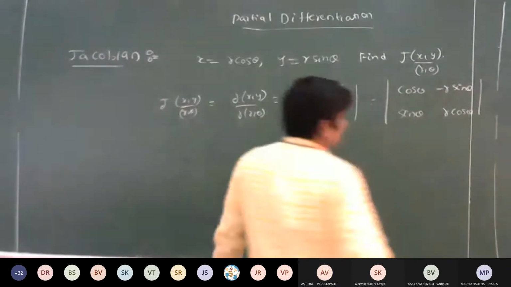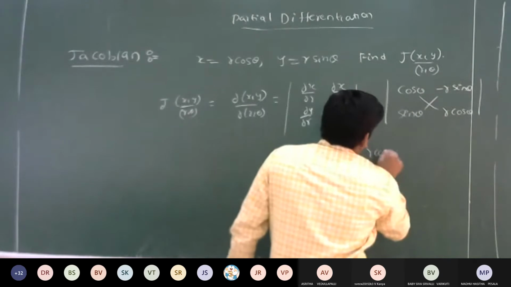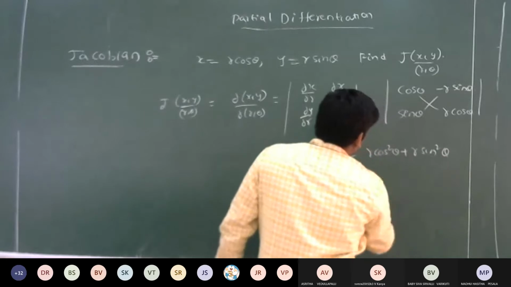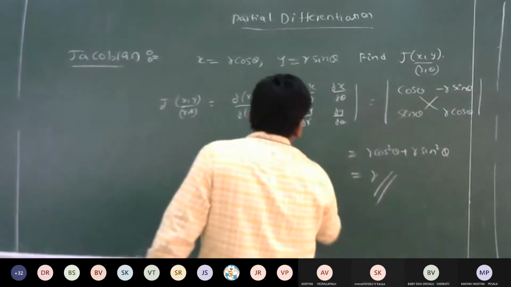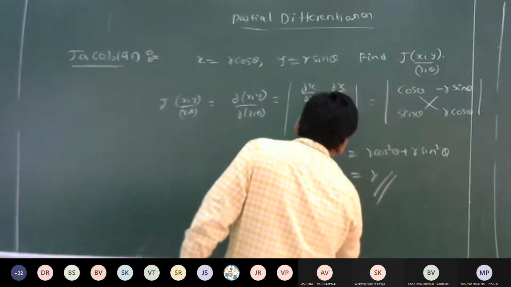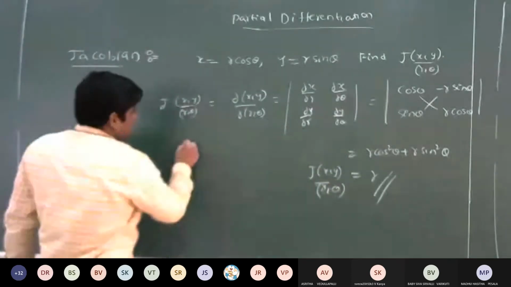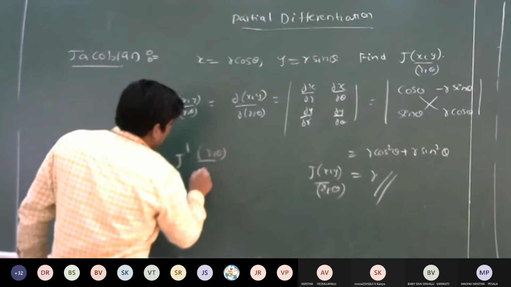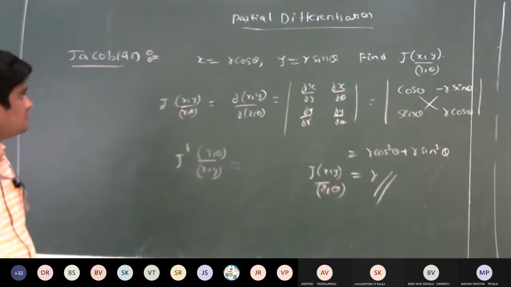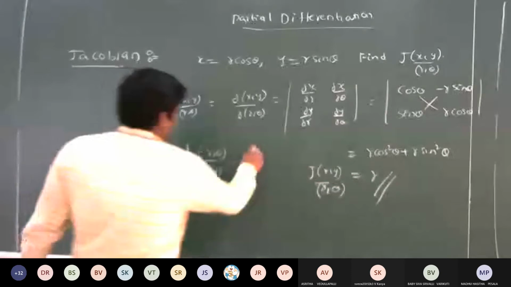So calculate this one by taking the determinant of two variables, right? So this is r cos square theta plus r sin square theta, so that is nothing but r. So this is the Jacobian of x comma y by r comma theta. And also you can estimate the value, that is J dash of r comma theta by x comma y. What is that value? 1 by r, sir. Yeah, 1 by r.